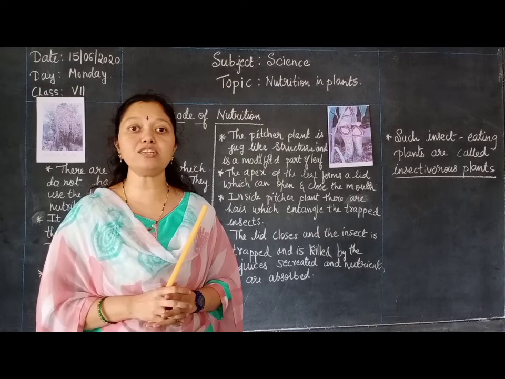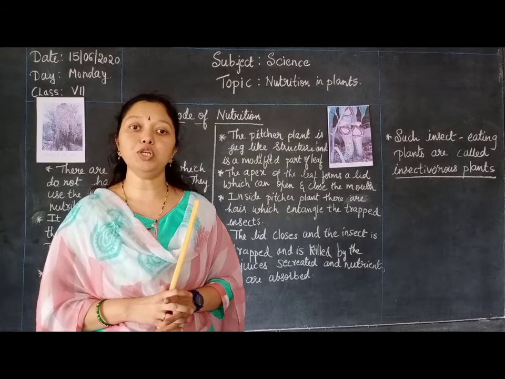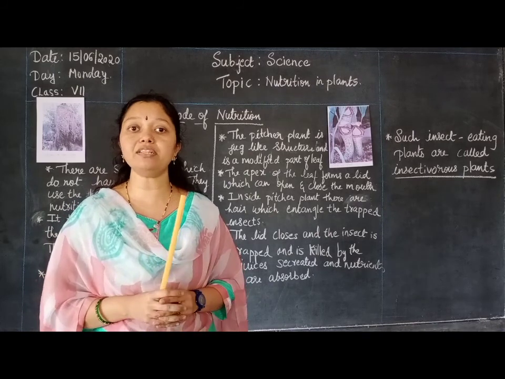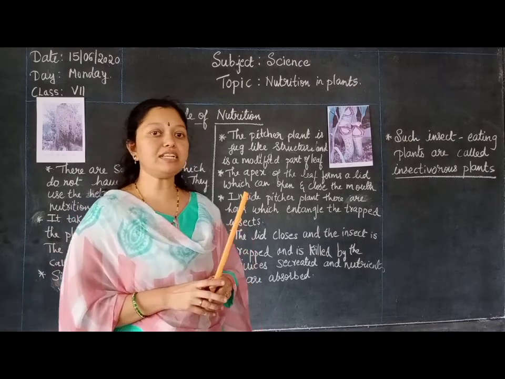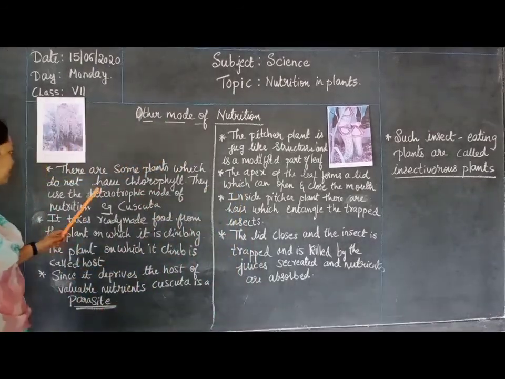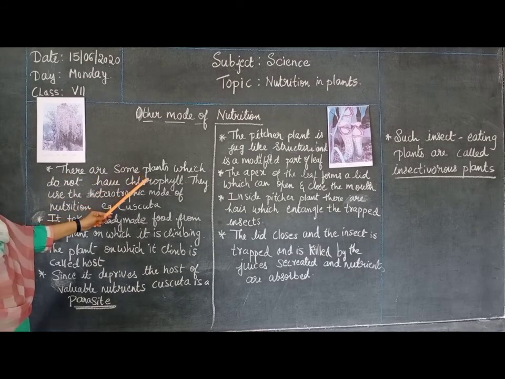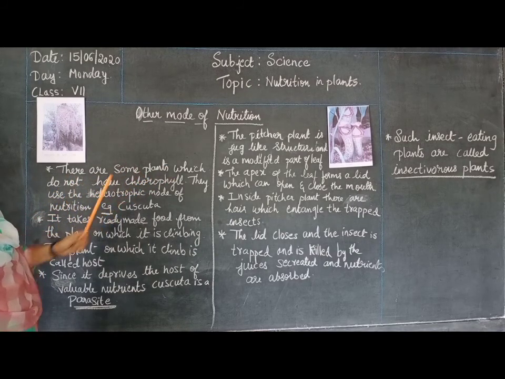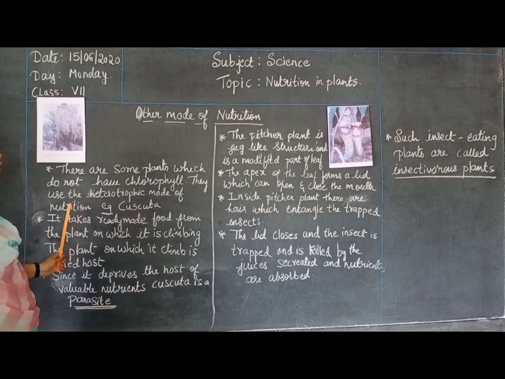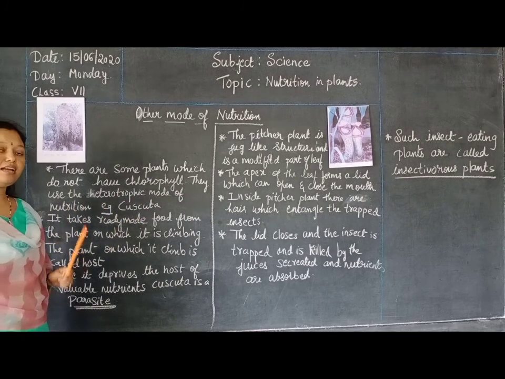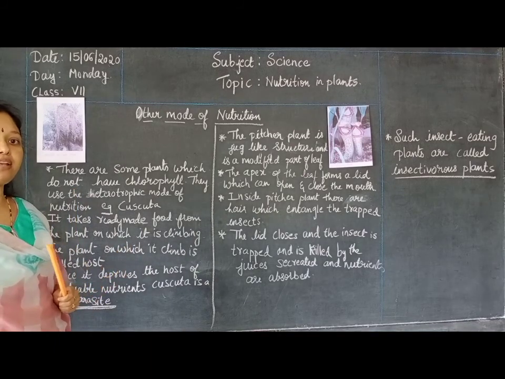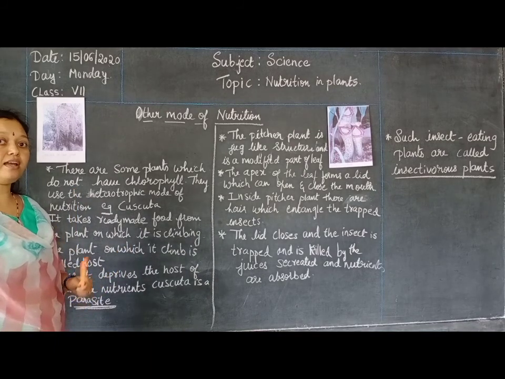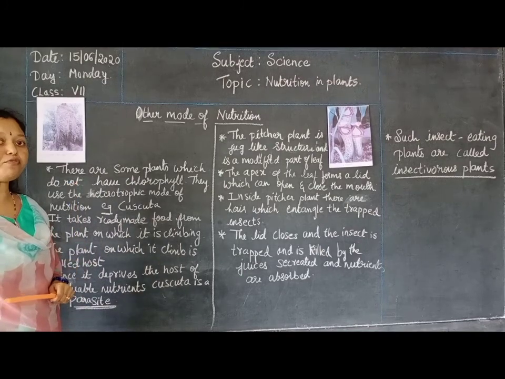It is called the heterotrophic type of nutrition. They do not have chlorophyll to prepare food. So first, we will consider some plants which do not have chlorophyll. They use the heterotrophic mode of nutrition. As I told you, if chlorophyll is not present, they cannot prepare their own food, so they follow the heterotrophic mode of nutrition.